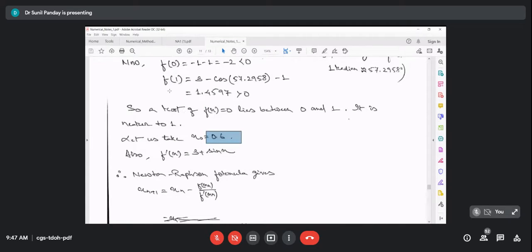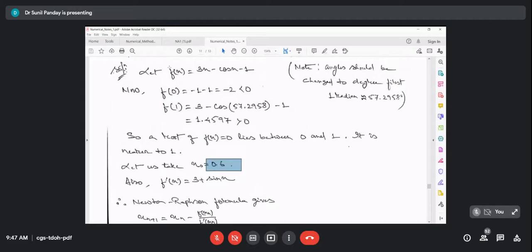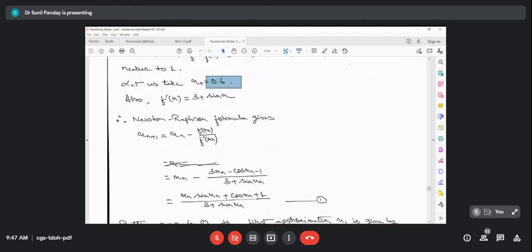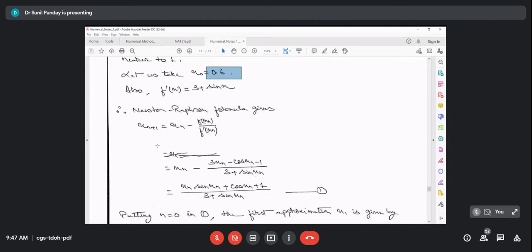So now the second thing required is the derivative. So f dash of x is 3x minus cos x minus 1. We differentiate this with respect to x, and we will get 3 plus sine x. Now we use the Newton-Raphson method.